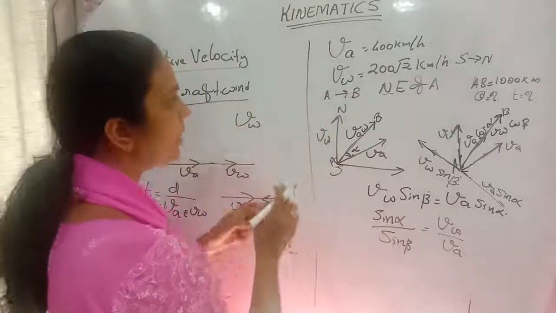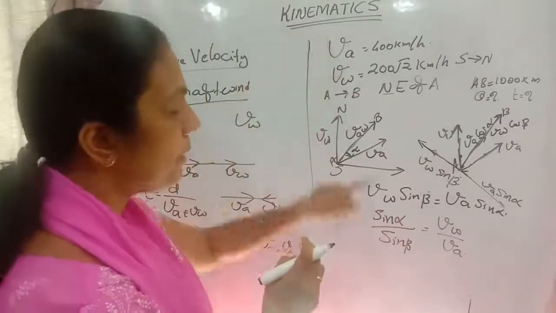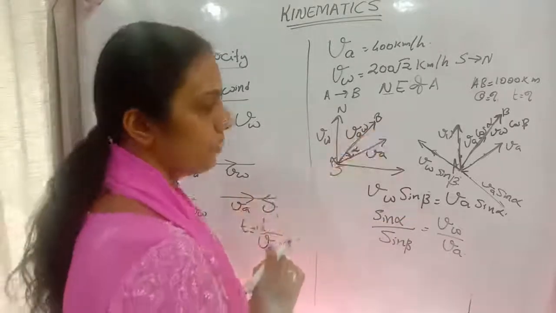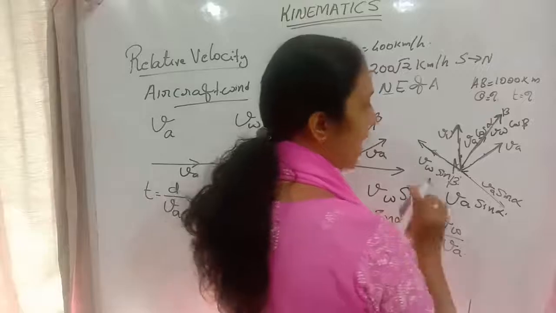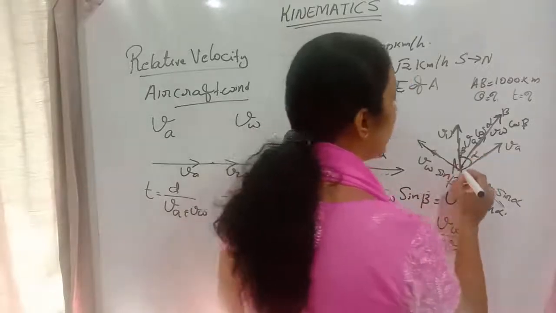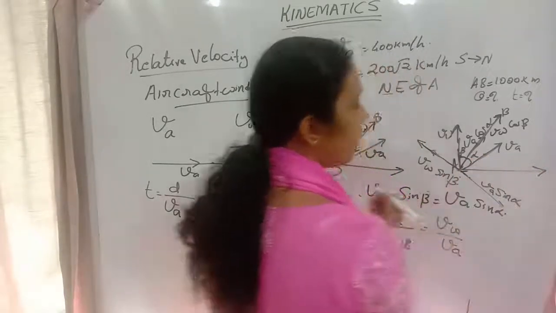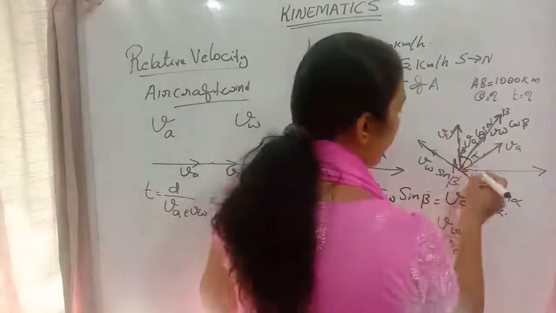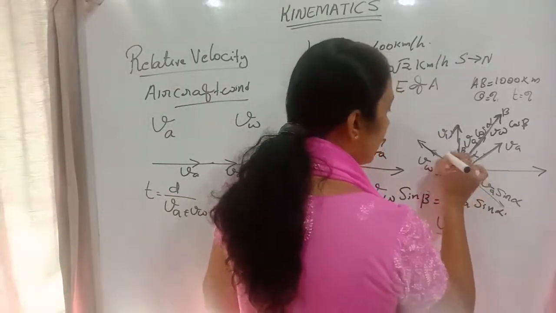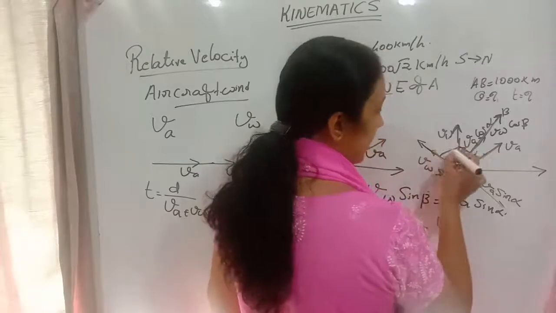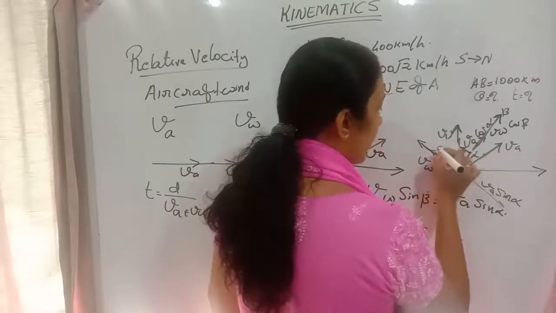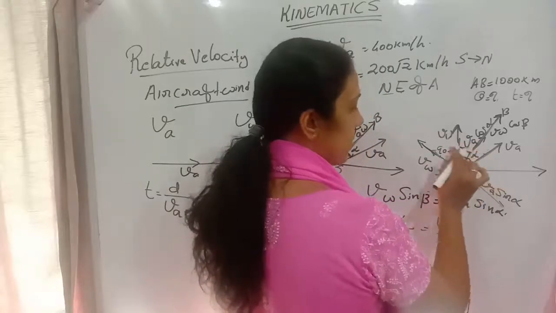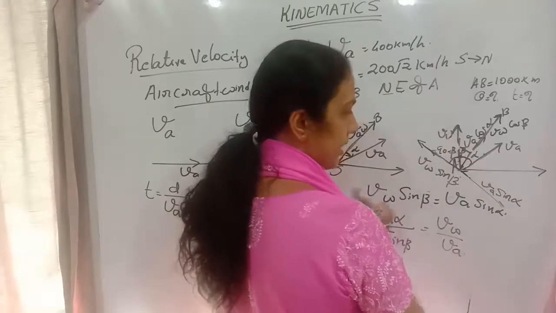So we have VW and VA, but we don't have alpha and beta, right? So now we are going to find out the values of alpha and beta. Here I am going to draw one perpendicular to VW. Then this angle is 90 degree. Then what will be the small angle? 90 minus beta. This is 90, this is beta, then this will be 90 minus beta.